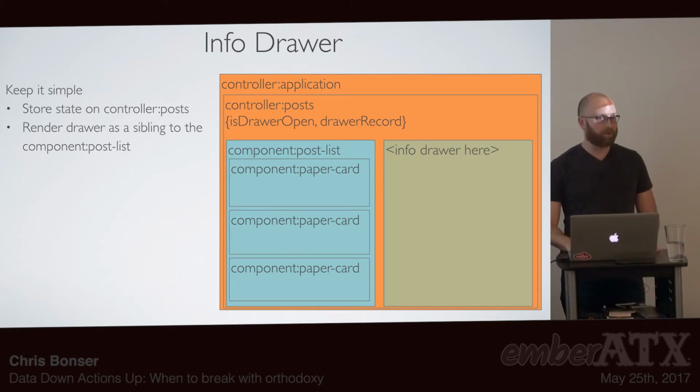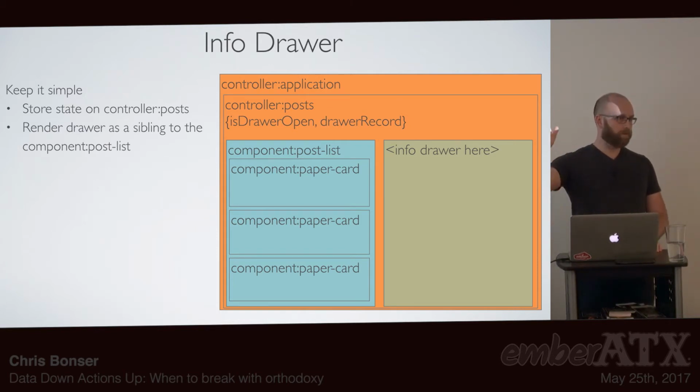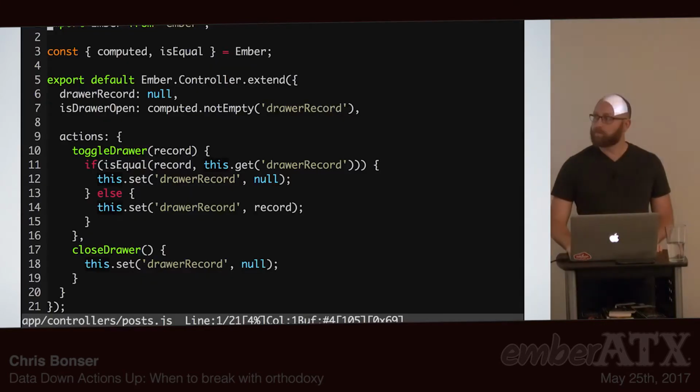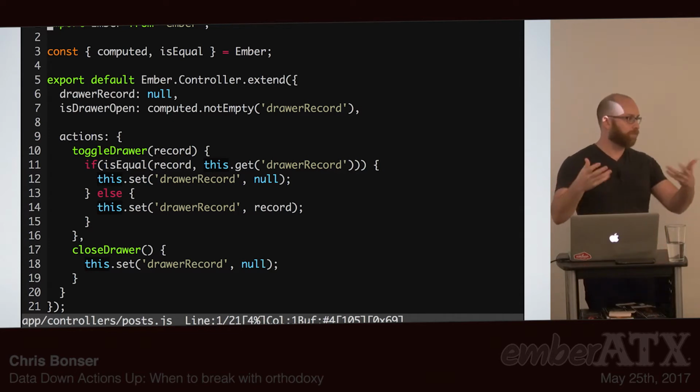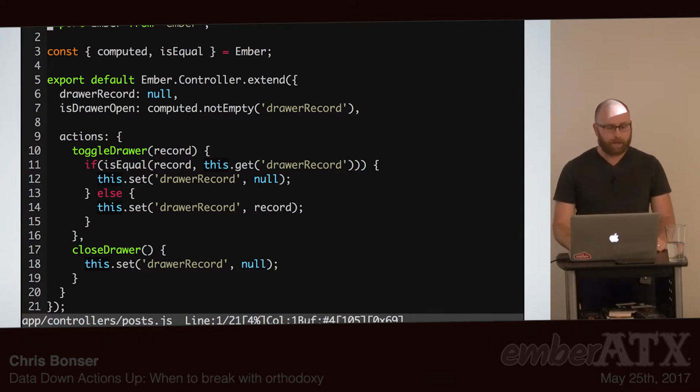So okay, what's it look like in code? You guys following me? Where we're going here? We'll progressively get to something a little more complicated. What we're looking at here, if you see on the bottom there, is the post controller, lines 6 and 7. We're storing our state. We've got the drawer record there, and then a computed property for if the drawer should be open. Like if we have a record, then open the drawer. And then we've provided 2 actions, the toggle drawer action and the close drawer action.